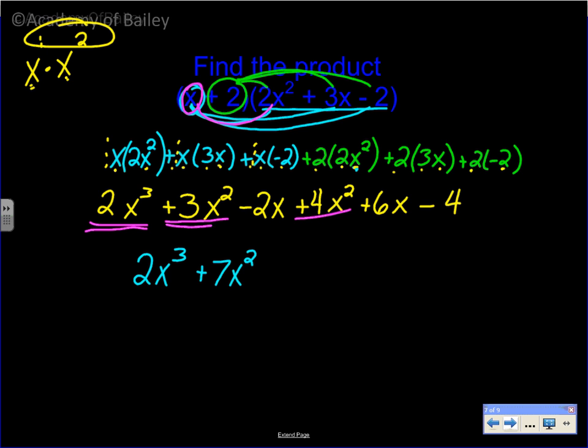So now we are done with those. We have a negative 2x and we have a positive 6x. So negative 2x plus 6x. Negative 2 plus 6 is a positive 4, and x is their like term. So let's go ahead and underline those, saying that we're done with those. And the only thing we're left with is a negative 4. We will bring it out here at the end.